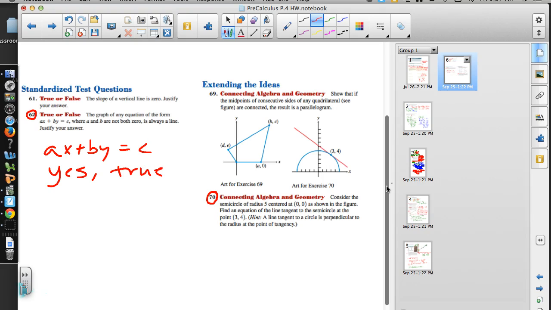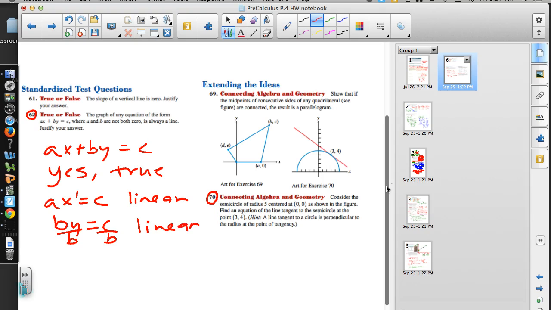Now, how do we know that? Well, it says a and b are not 0. So if a is not 0 and b is, it would say ax equals c. And we would have an x to the first, which is linear. If a is 0 but b isn't, by would equal c. And that again is going to be linear because we could divide both sides by b, and that's actually a horizontal line. So that is linear.